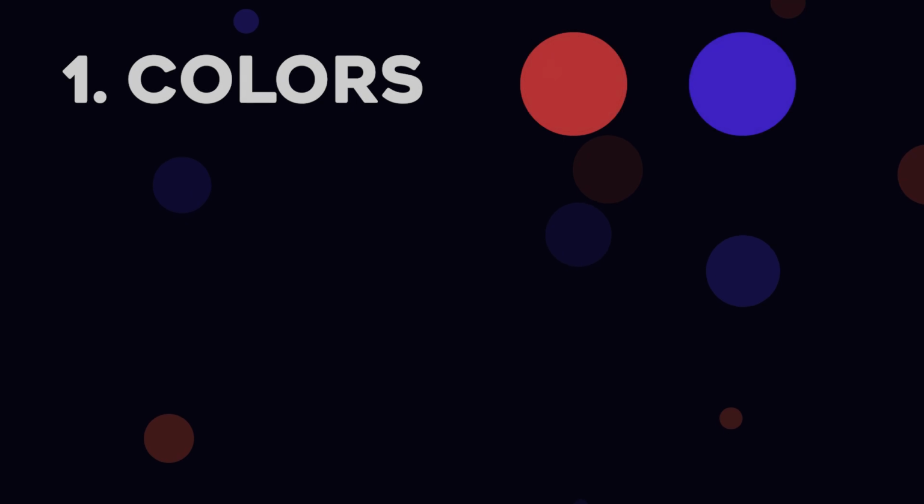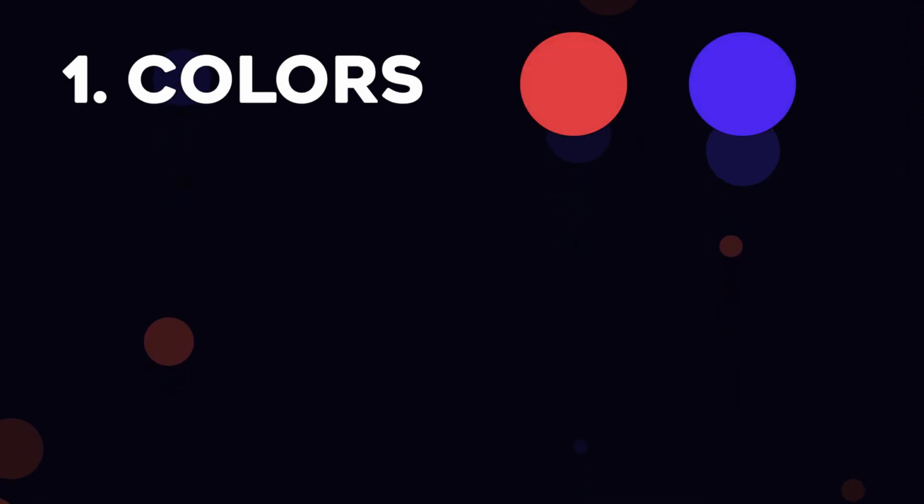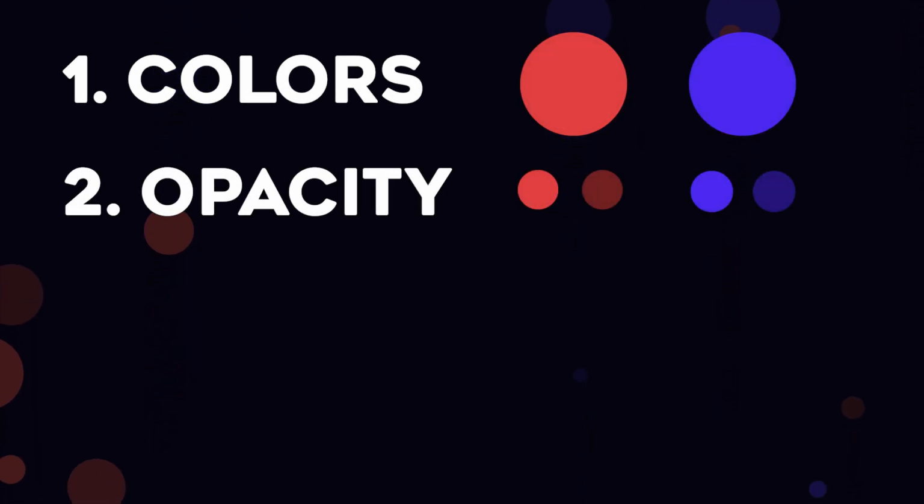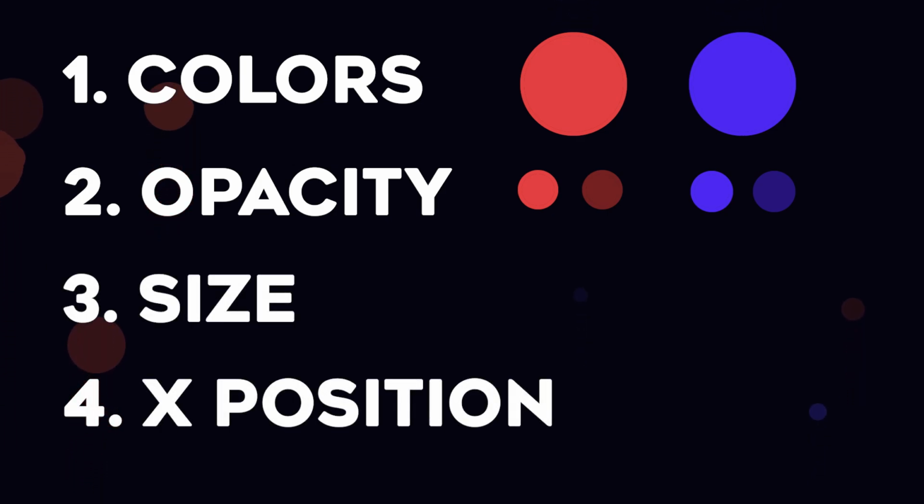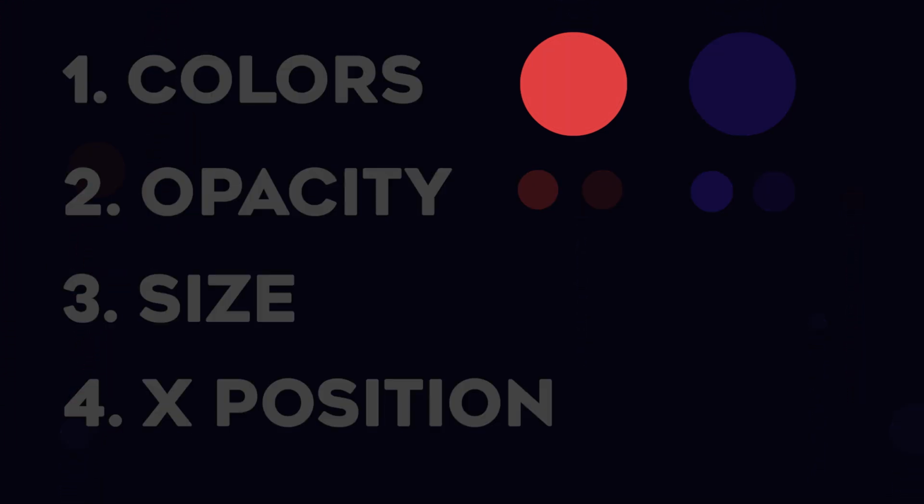Now you've probably seen that they have different colors, but only 2 actually, since the opacity also changes. And lastly, the size and X position are also randomly generated for each bubble. But let's take a step back. How do we get the bubble to appear on the screen?